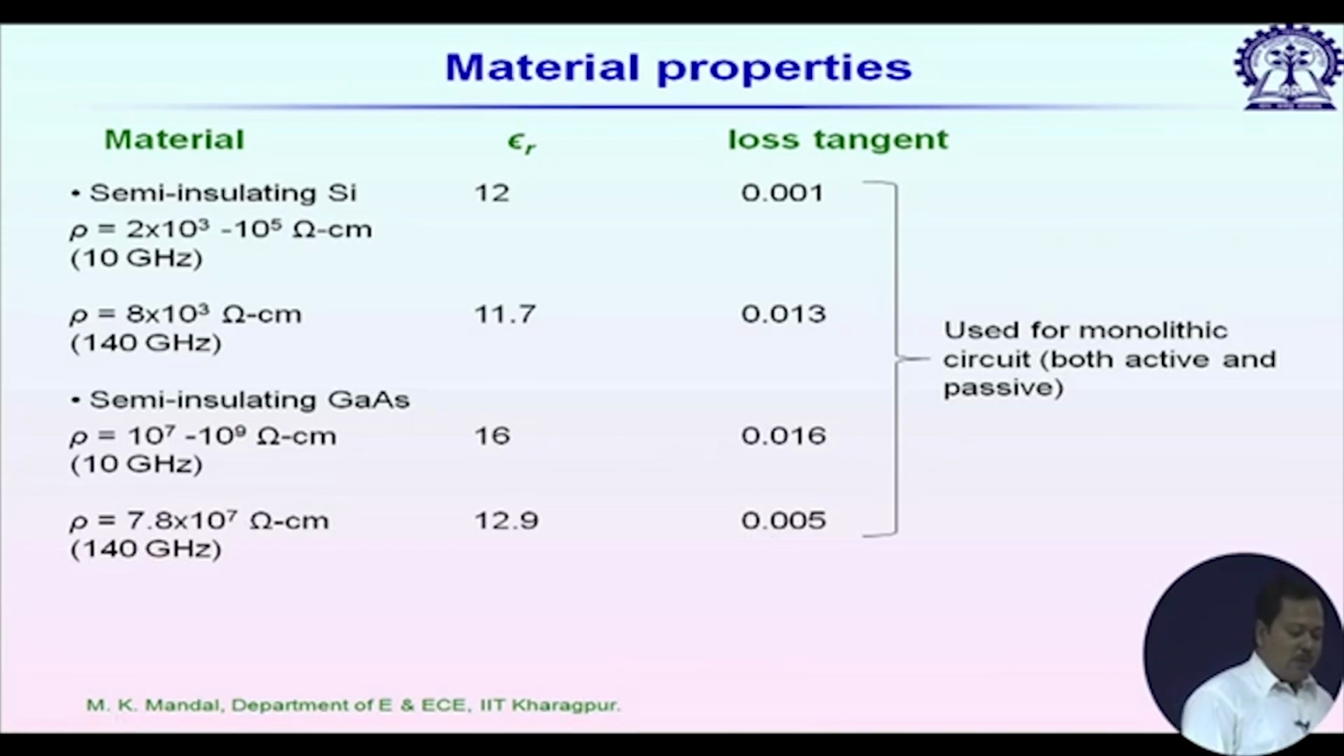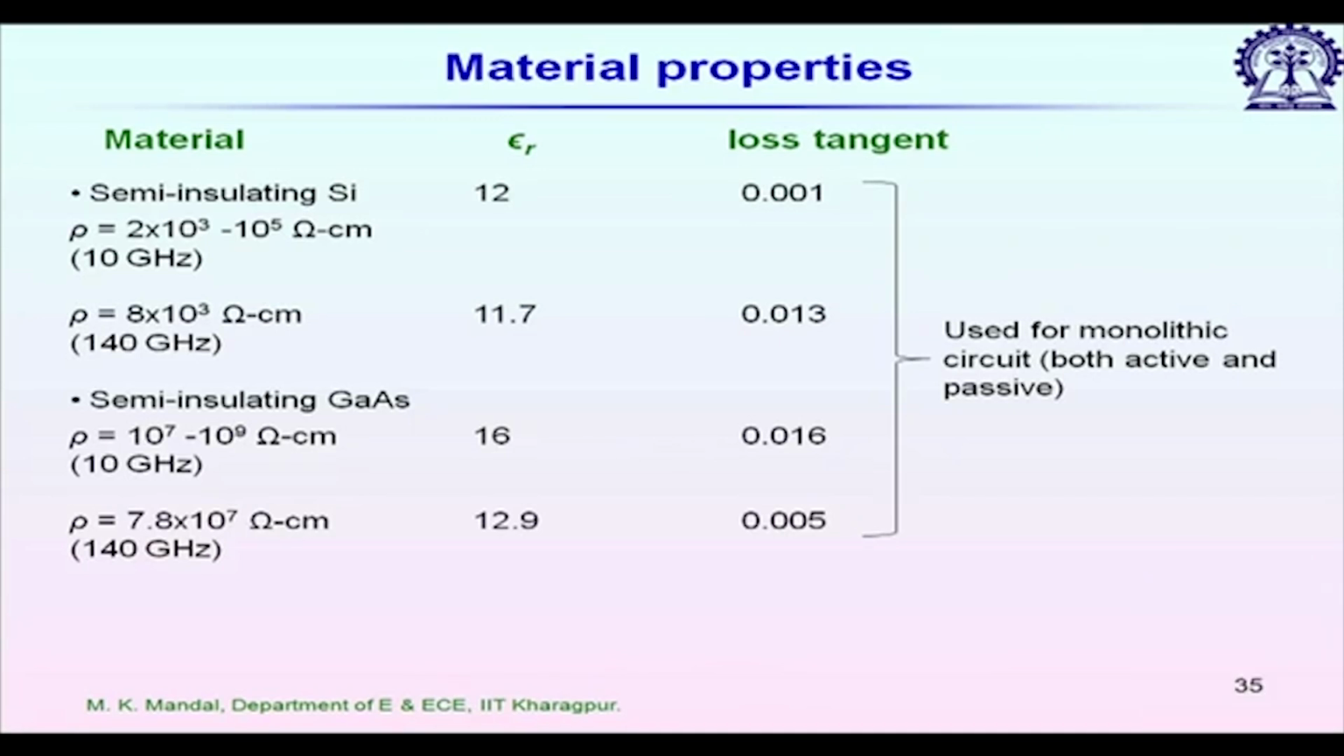So, we can use it for monolithic circuit fabrication, for both active and passive device fabrication. You see the dielectric constant is already 12 or more than 12. Now, what about the passive component size, let us say antenna dimension? The antenna length is typically lambda g by 2. So, if I consider a 60 gigahertz design, the free space wavelength is 5 millimeter.